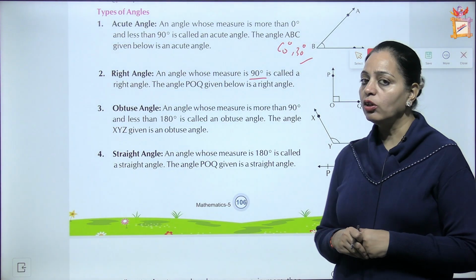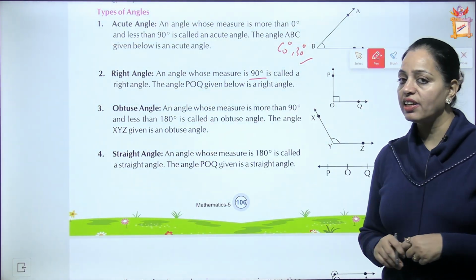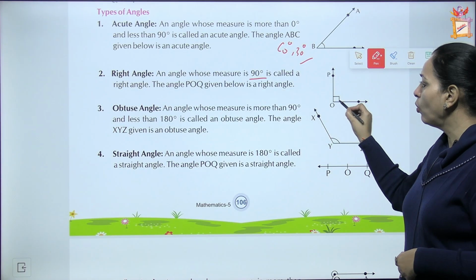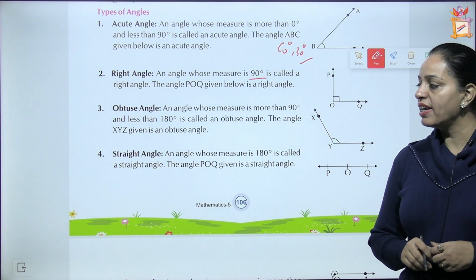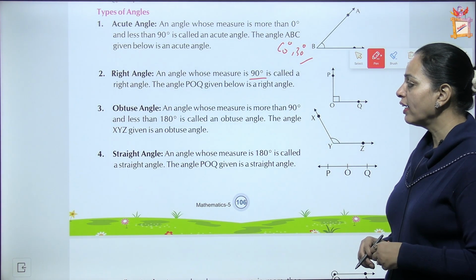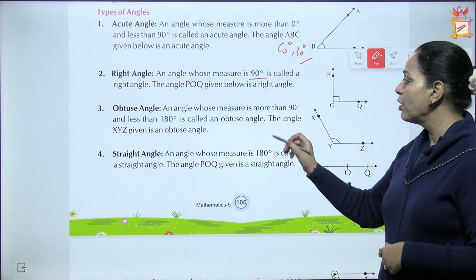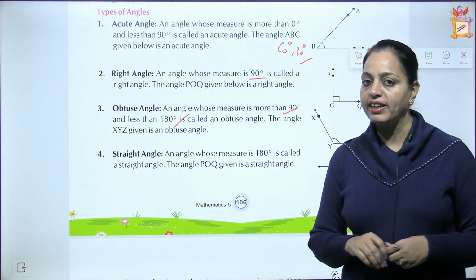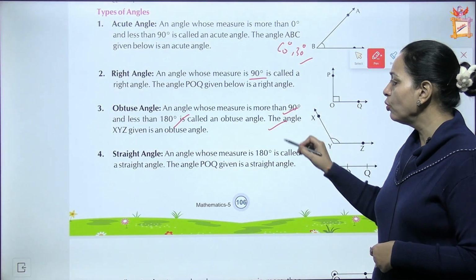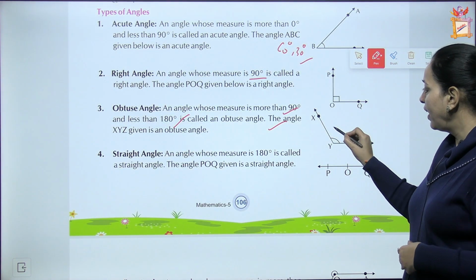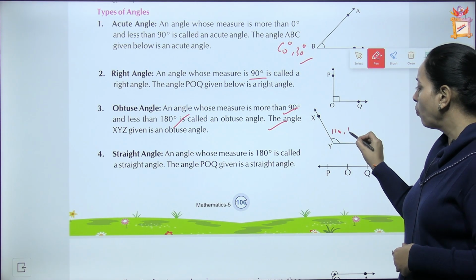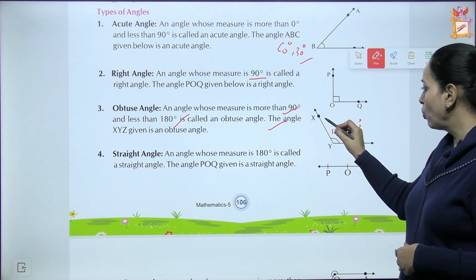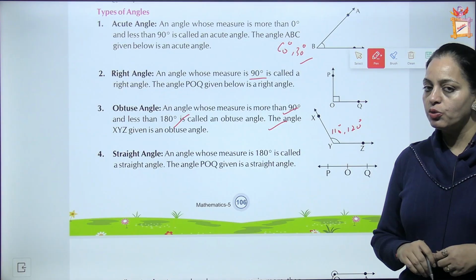Right angle: an angle whose measure is 90 degrees is a right angle, like this. Here angle POQ is a right angle. Obtuse angle: an angle whose measure is more than 90 degrees but less than 180 degrees is called an obtuse angle, like 110 or 120. These are obtuse angles. So here XYZ is an obtuse angle.